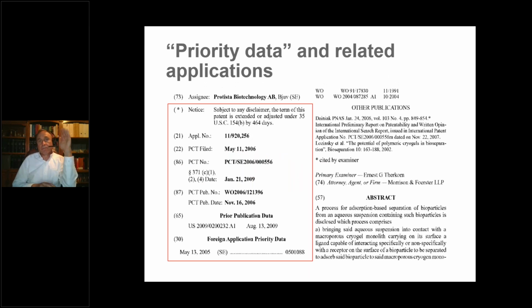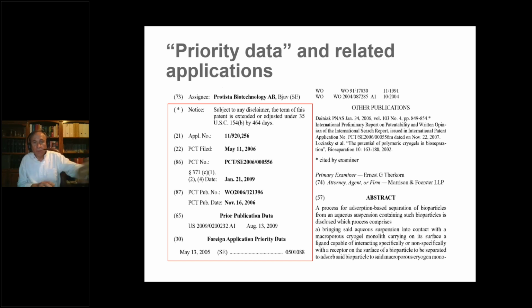This box here is of interest to somebody who wants to know the chain of applications, because often a patent application is filed and then it's filed in another country, and it's filed maybe in the World Patent Office, and then it comes back into the countries it was filed in earlier. It's a long and convoluted process, but the most important thing here is to look at the very bottom where you see this date here, May 13th, 2005, Sweden. That would be the priority date for this patent.